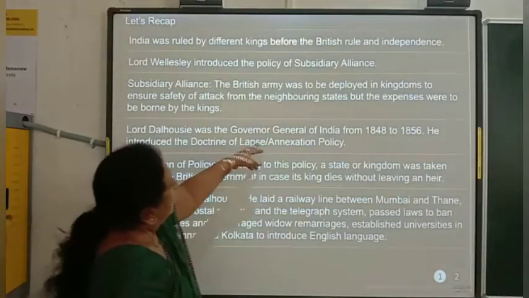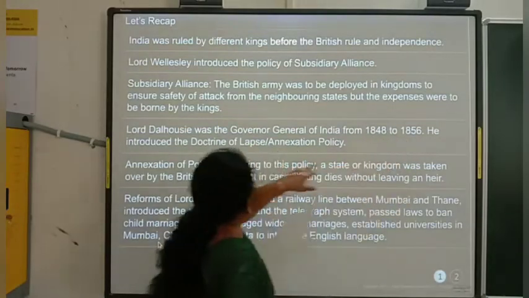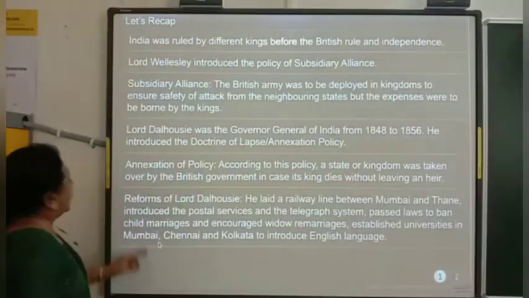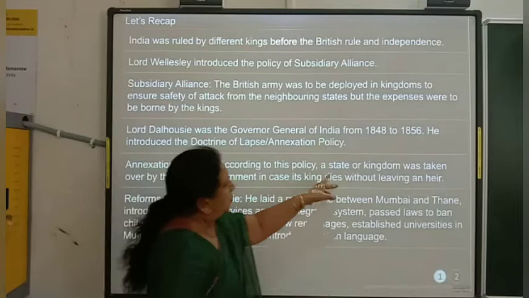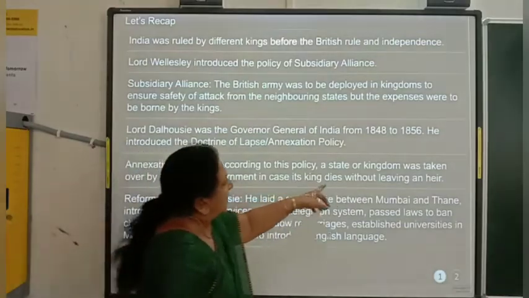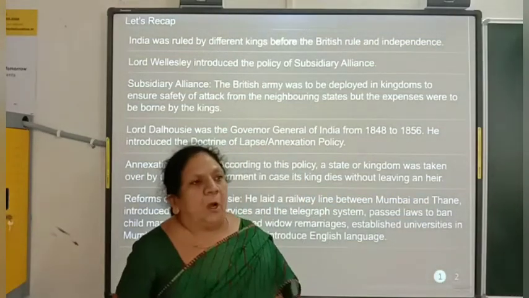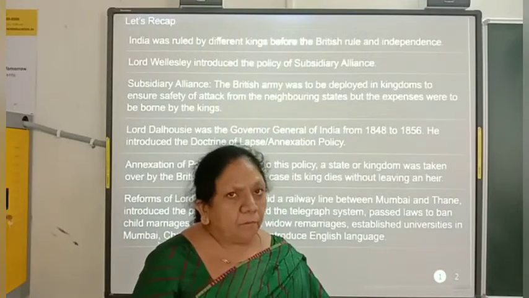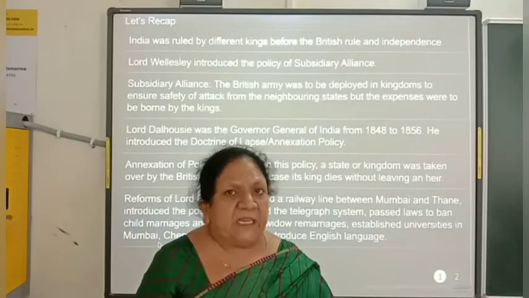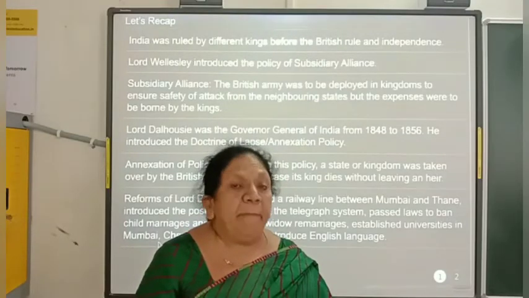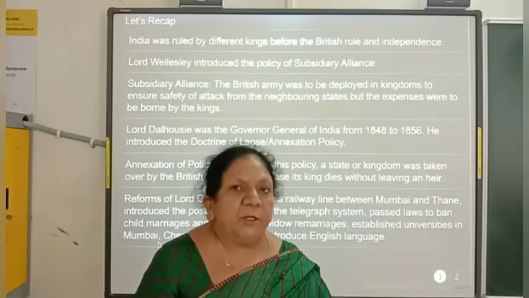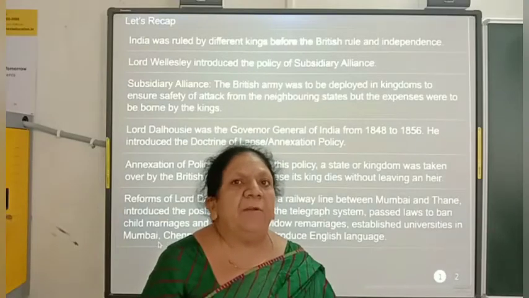Then Lord Dalhousie was the Governor General of India between these years, and he introduced the doctrine of lapse, or annexation policy. According to this policy, a state of a Hindu king was taken over by the British government in case the king died without leaving an heir. See now, the Nizam of Hyderabad, then Awadh, then many states, Jhansi, who did not have their own male child, had to surrender their state to the British because they did not have any heir.